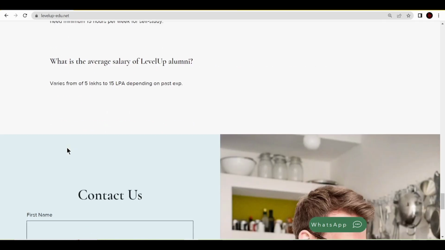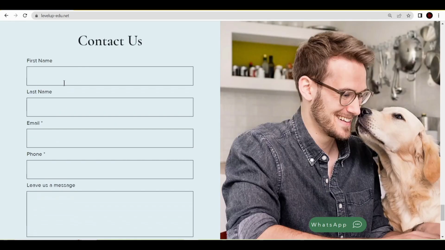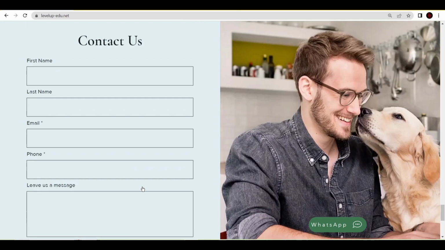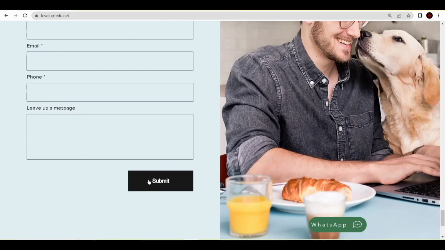Now if you want, you can go straight over here to contact us, and you can fill in your first name, last name, email ID, and mobile number. And if you have any query in your mind, or if you want to ask something to the team, you can write a message over here and directly submit the query. You can submit the form and you will get a call from the counselor, and then you can start with the registration process.